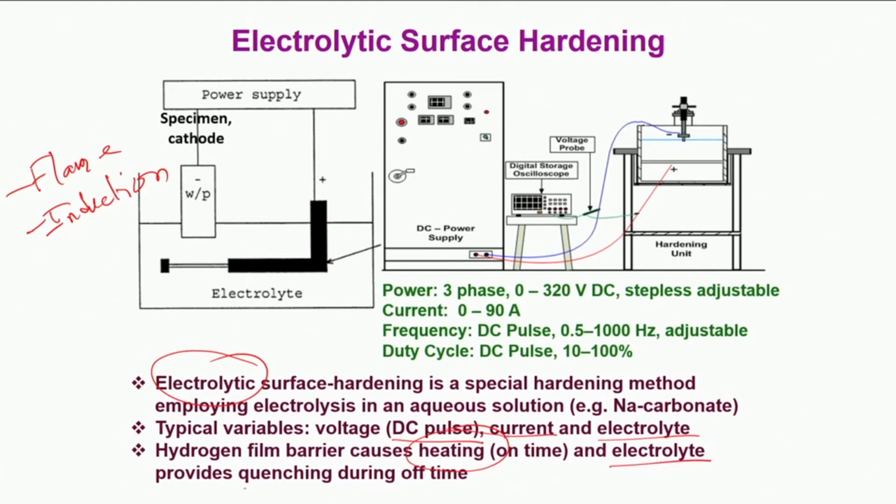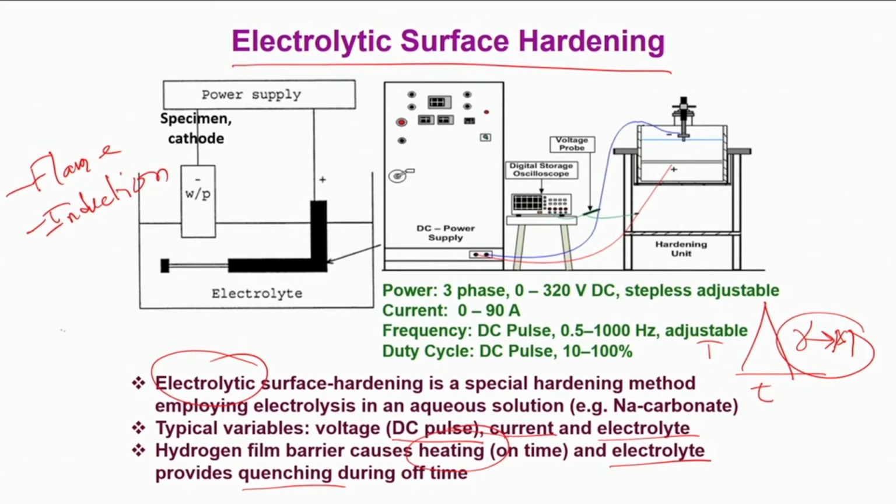So it's the correct electrolyte that you need to select, and during off time the electrolyte extracts heat from the solid stock, and that's how you can actually allow a heating and cooling cycle, and as a result of which you can do hardening. So you can take it to austenitic state and then subsequently convert this to martensite onto the surface.